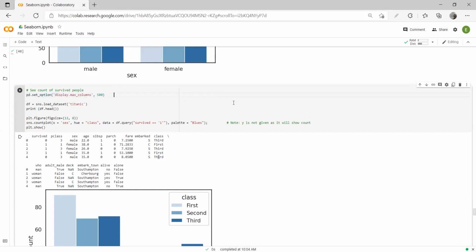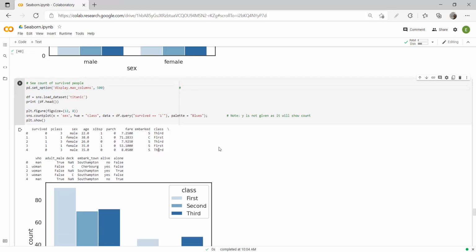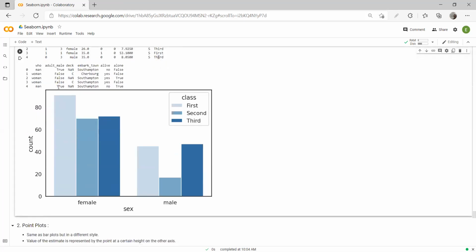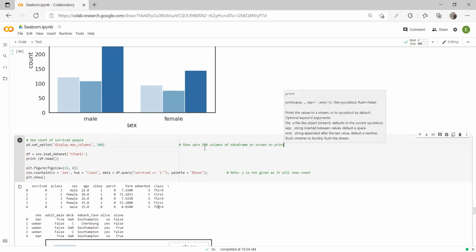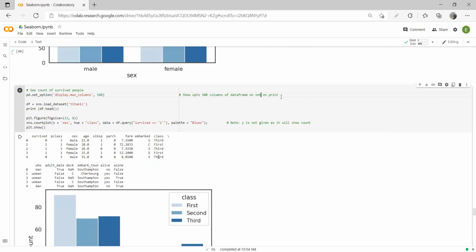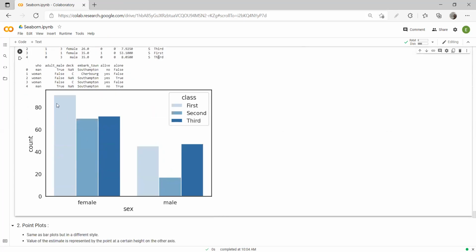So does hue mean here a breakdown by class, or does it mean coloring by the class? Both are true, right? Breakdown by class as well as color by class. Separating by class as well. Okay, so it's showing for each class. The first class has these many people, then second and third.